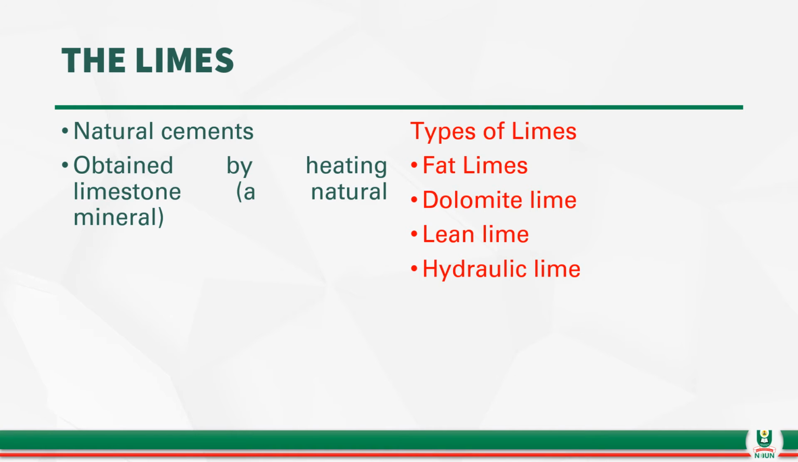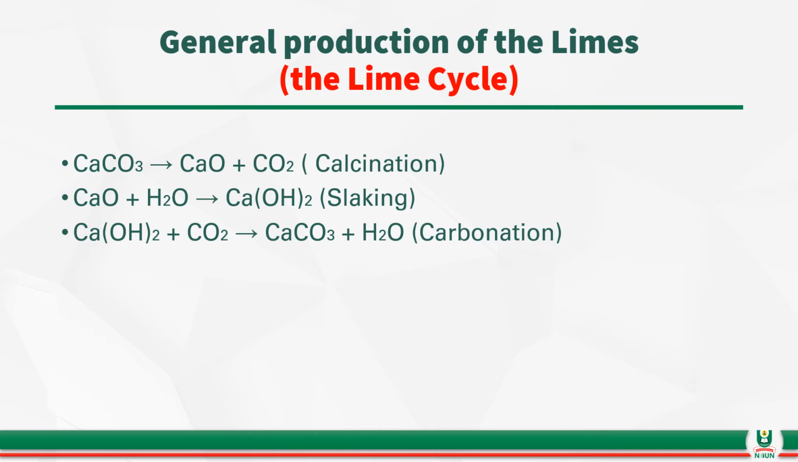So we now produce the limes. We'll be talking about production of these natural cements in a general way. We wouldn't be picking them one after the other because, like we said earlier, the limes are obtained from limestone. Limestone here is calcium carbonate. The chemical name for limestone is calcium carbonate, trioxocarbonate IV of calcium. So what then happens?